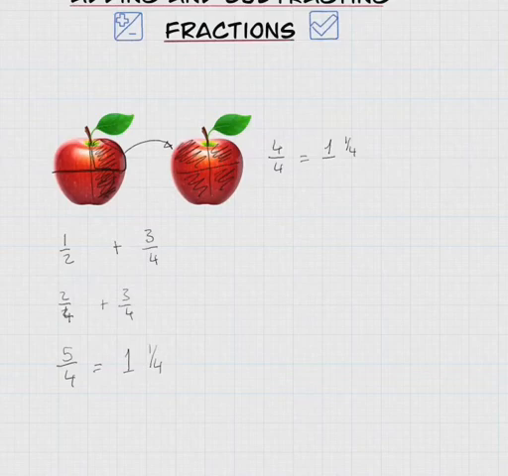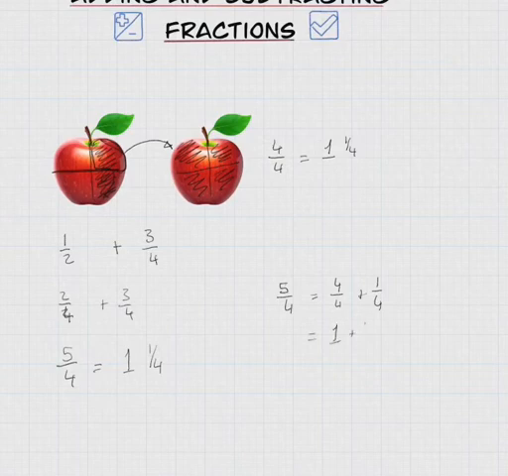All right. And if we wanted to look at that a different way, we could say that five quarters is equal to four quarters plus one quarter, which is equal to one plus a quarter, which is equal to one and a quarter. All right, this is an example of what we would do if we ended up with a fraction that was greater than one, because we'd added different fractions together.